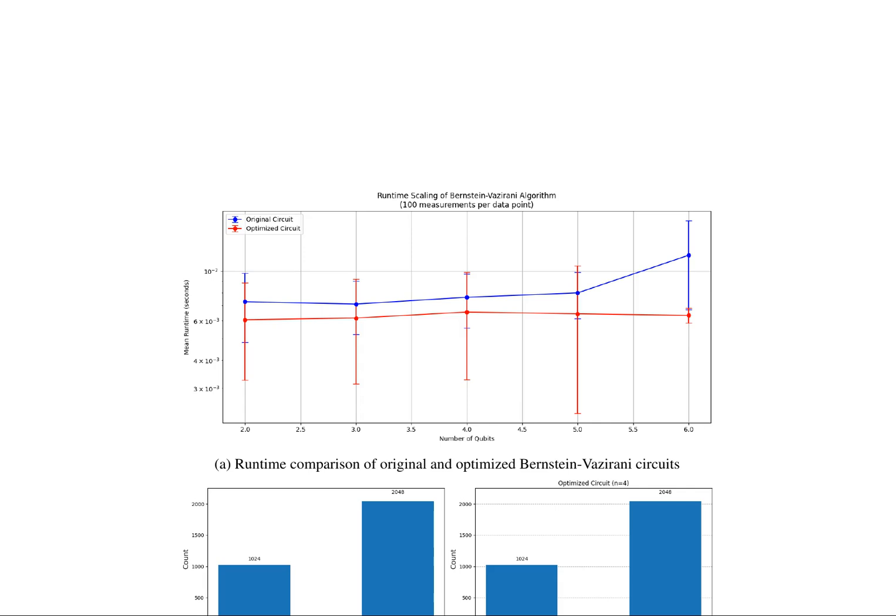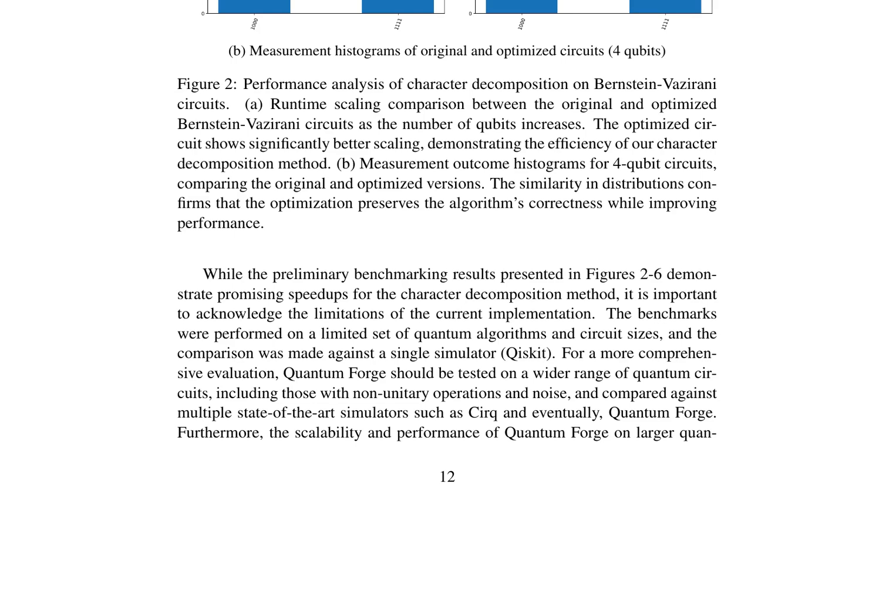Figures and graphs are used to illustrate the reduction in gate count and circuit depth, as well as the scaling advantages of the optimized circuit. While acknowledging the current limitations, the authors outline future work, including testing Quantum Forge on a broader range of quantum circuits and evaluating its performance against multiple state-of-the-art simulators.